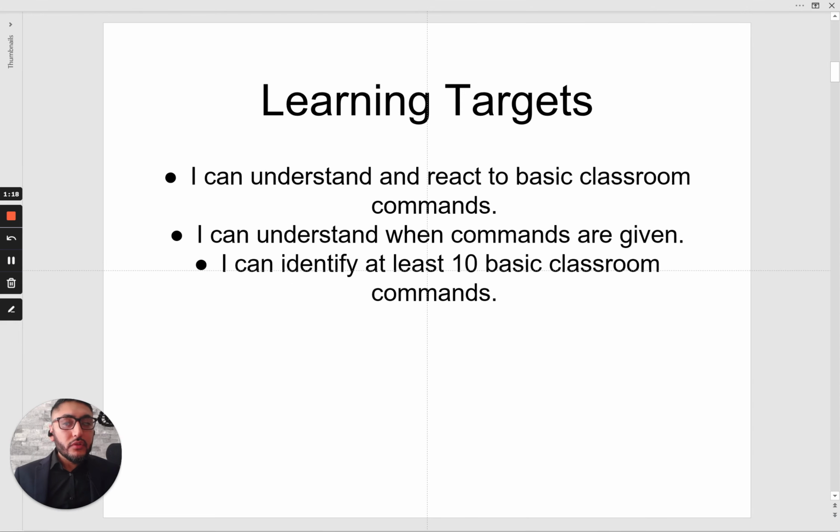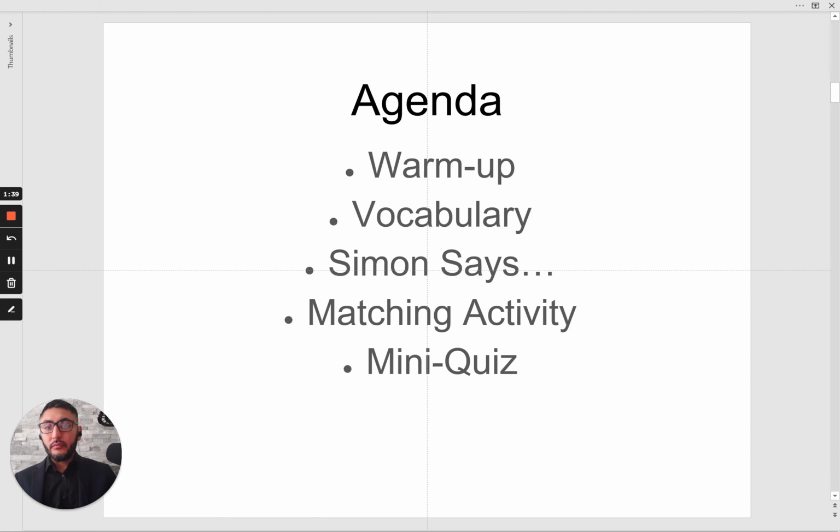Learning targets for today. I can understand and react to basic classroom commands. I can understand when commands are given. I can identify at least 10 basic classroom commands at the end of class. The agenda for today, we have our warm-up, we have vocabulary, we have Simon Says, we have a matching activity, and we have a mini quiz. Okay? Muy bien.